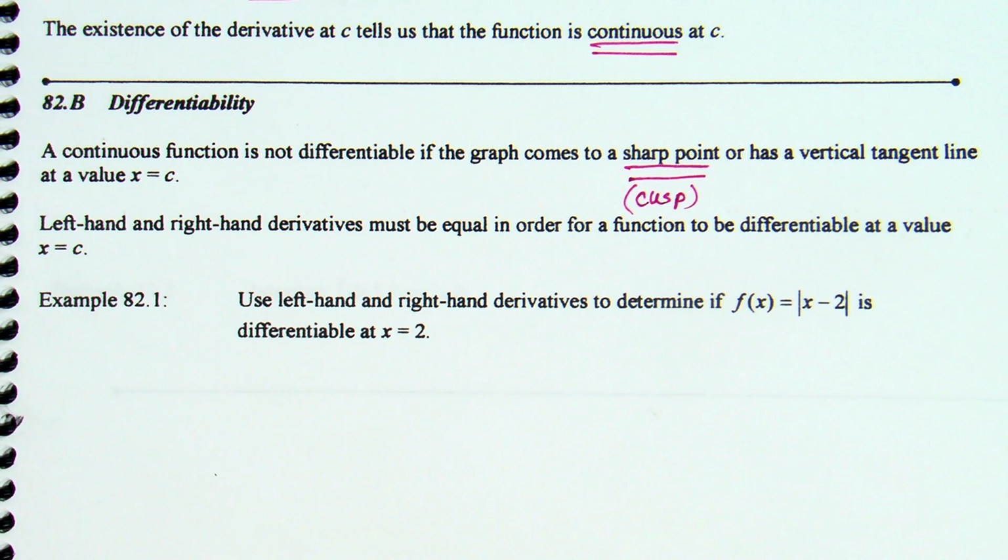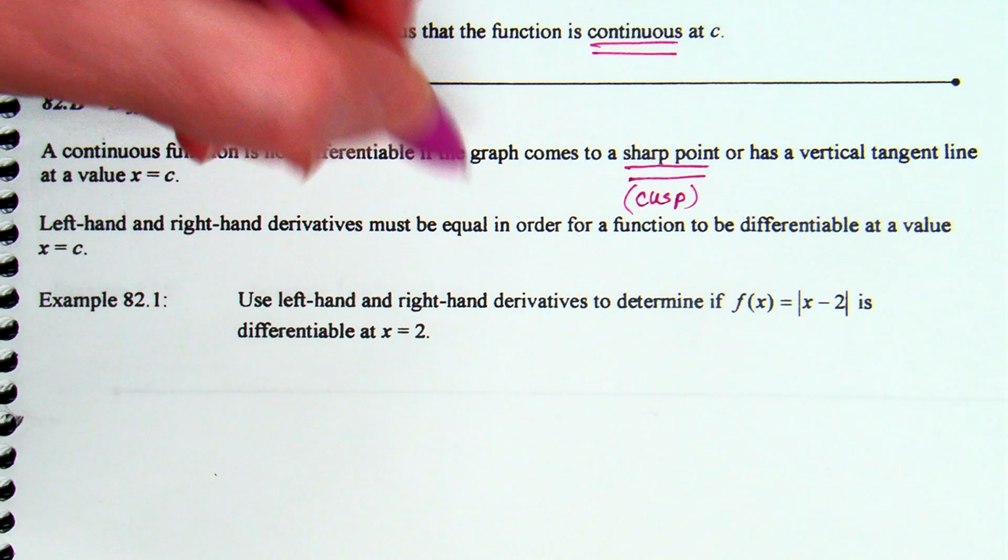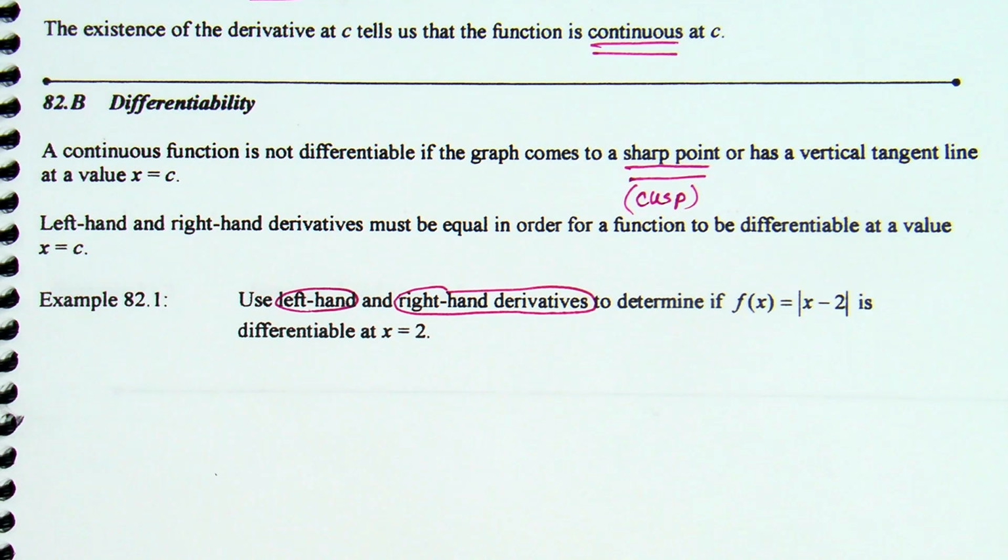So, left-hand and right-hand derivatives to determine if this function is differentiable at x equals 2. This is kind of the proof behind it. Because what do you know about this graph? It's a V, that's right. Which the key is it's a V. So what's there going to be if it's a V? A sharp, hard point, whatever vocabulary you want to use there.